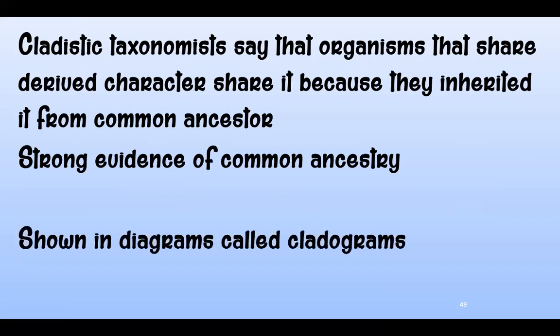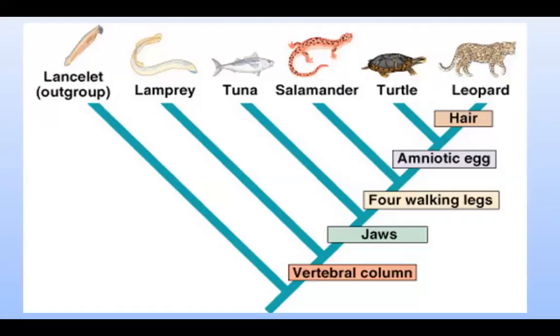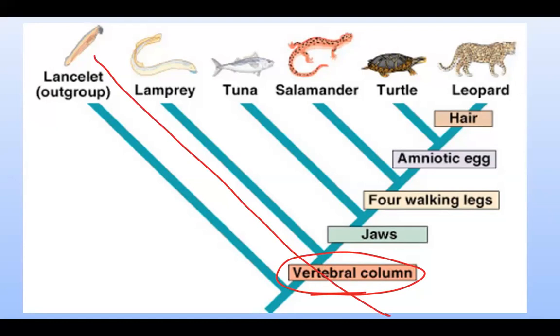Cladistic relationships are shown in diagrams called cladograms. So this is an example of a cladogram, and each of these characteristics here is what separates everything above that characteristic from the organisms below. So for example, you start with a vertebral column, so that would separate it this way. So the lancelet doesn't have a vertebral column, but all of the other species that you see above that characteristic do share that characteristic. Then you have the evolution of jaws.